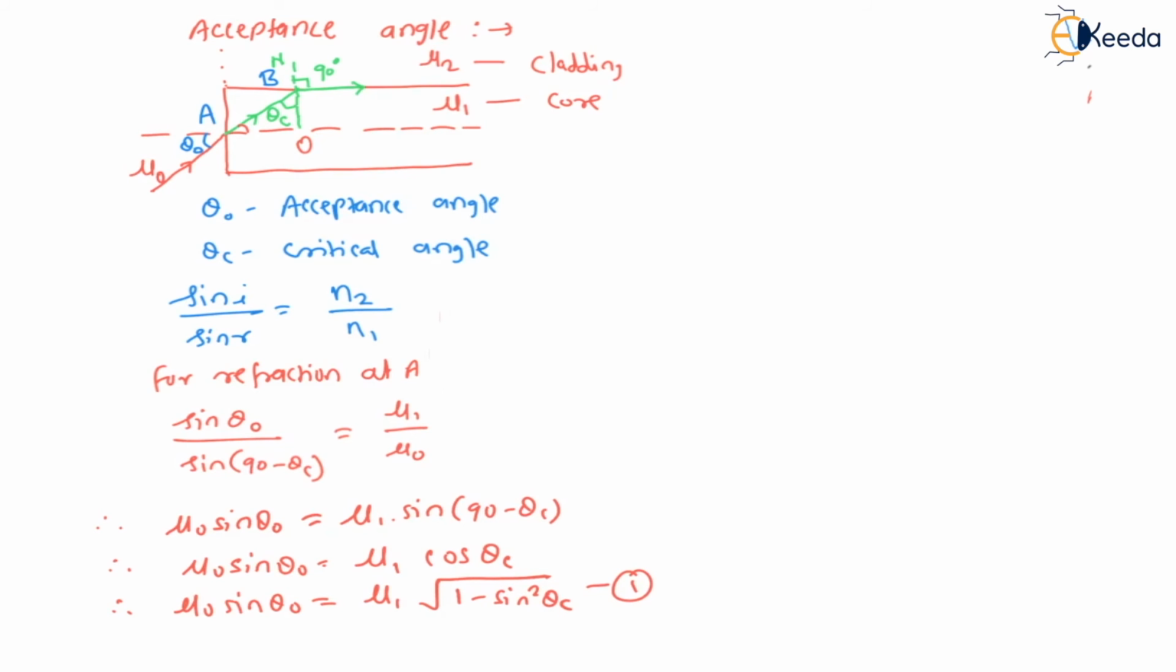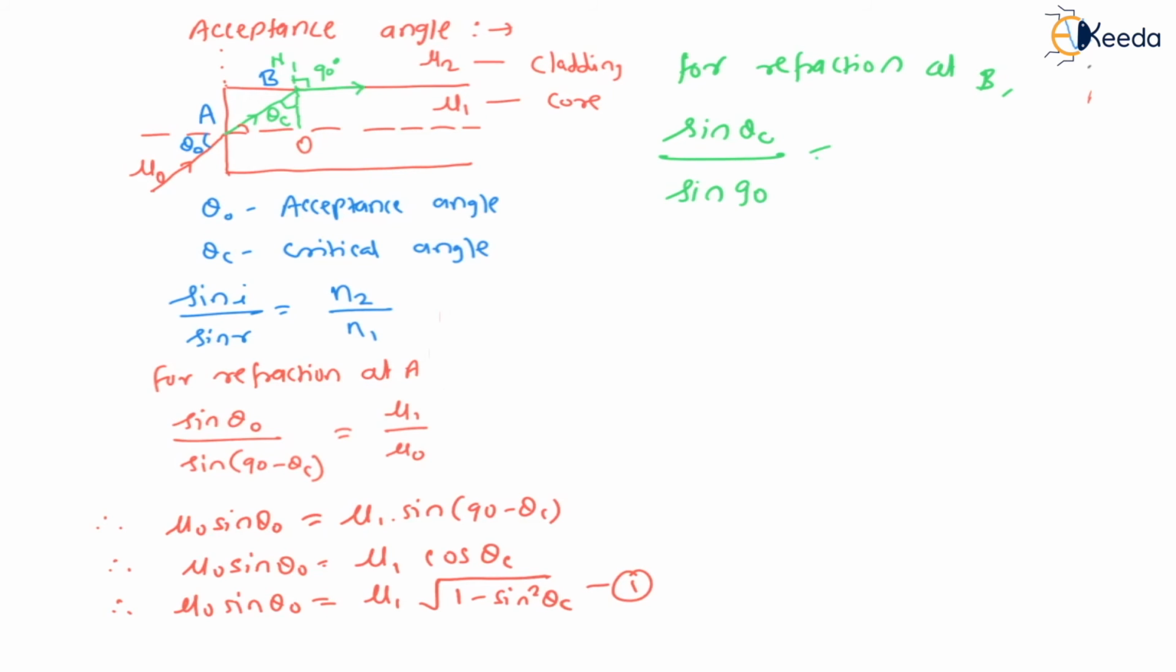Now we'll consider the refraction at point B. So here, for refraction at B, what will be the value? Here for B, again I can write this as sine of the angle of incidence, which here will be theta c, divided by the angle of refraction for B.